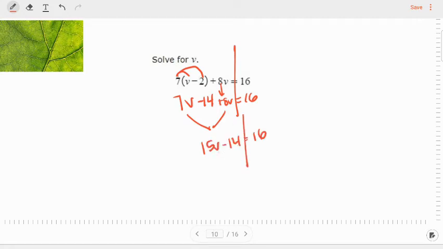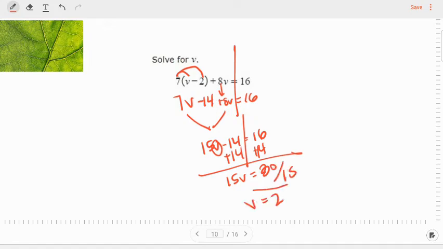Draw my line down my equal sign. Here's v, get rid of whatever's further away. So add 14. 15v is equal to 30. Divided by 15, v equals 2.